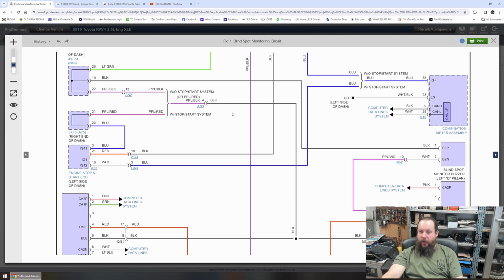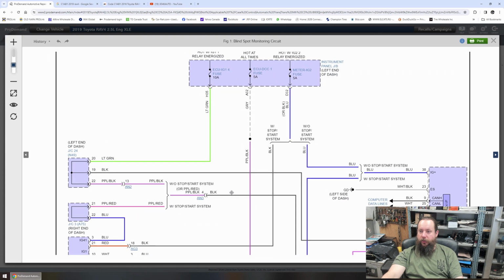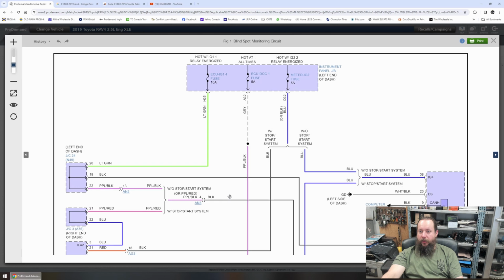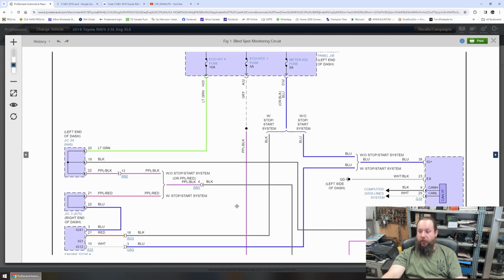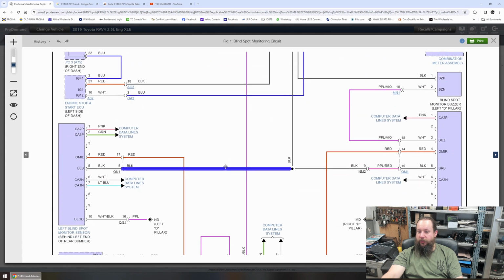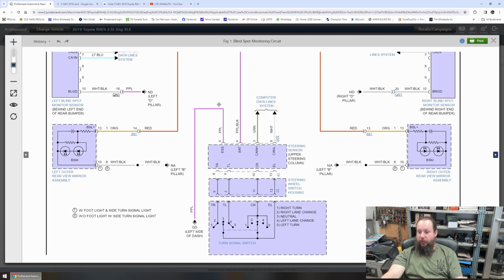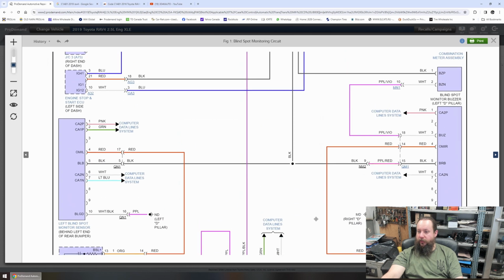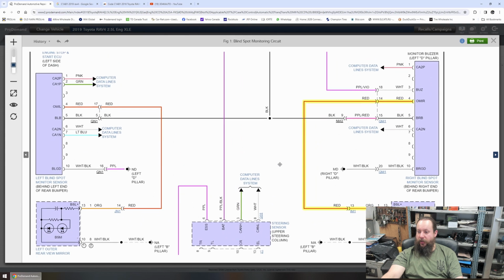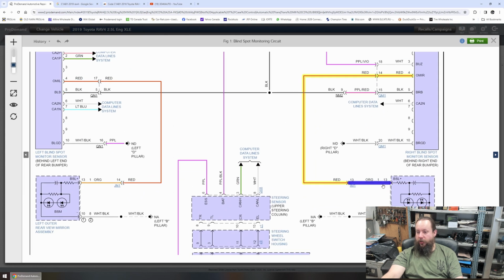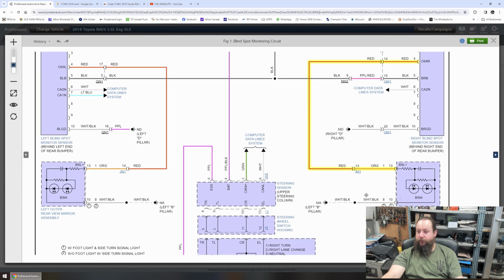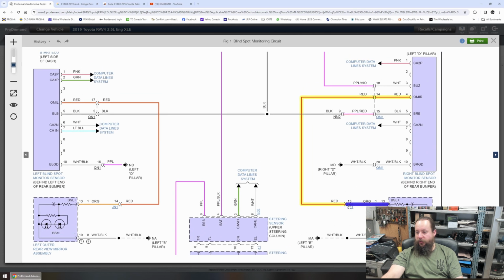Here's our wiring diagram for the blind spot monitoring system. Really not that big of a diagram. I was expecting a lot more wires here. But anyway, here's what's happening. So this red wire right here, I highlighted it. It turns orange there, but it doesn't matter. There's a connection here. Obviously, there's one more connection at this point.